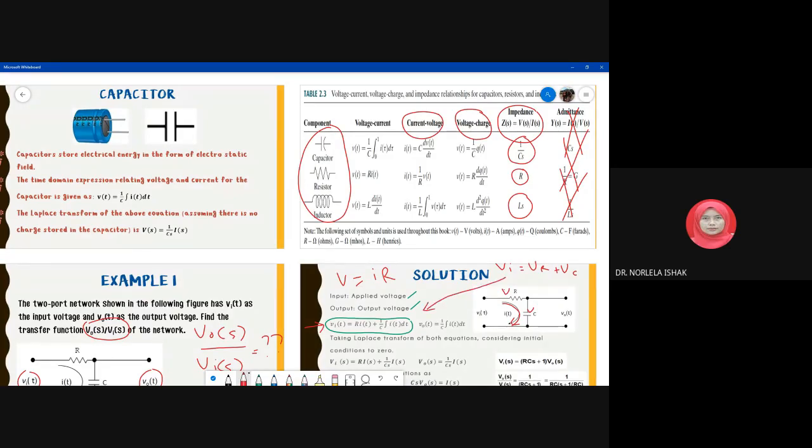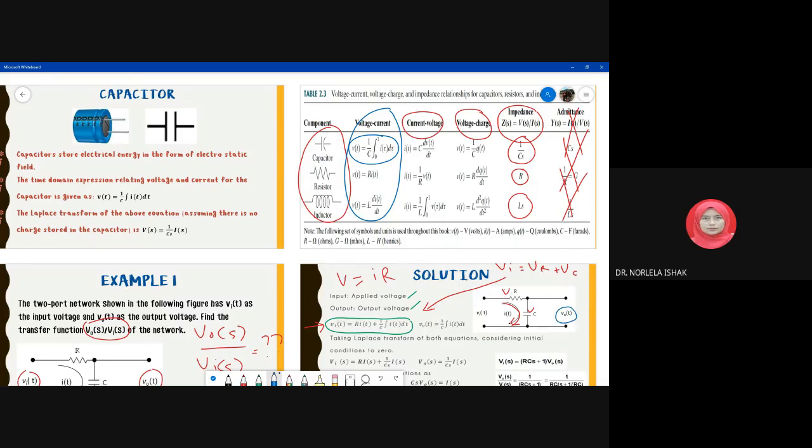What is VR? We use this table, the relationship between voltage and current. VR is Ri, and then the voltage across the capacitor is 1 over C integral of i(t). Okay, how about V naught?